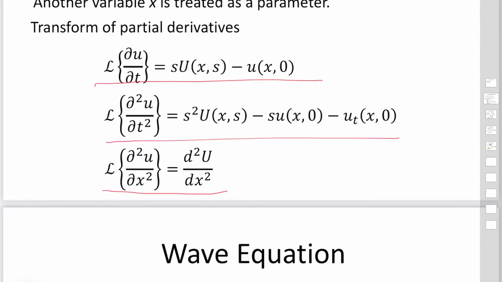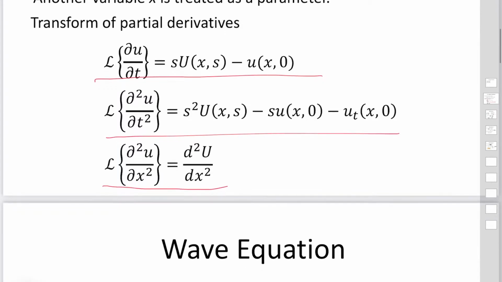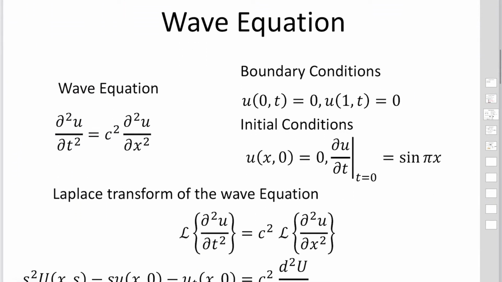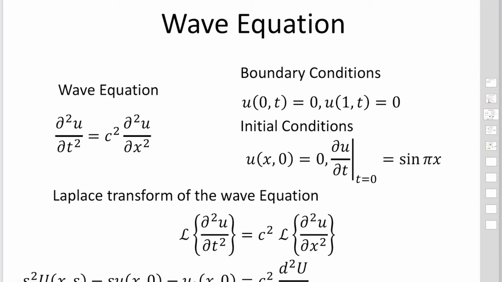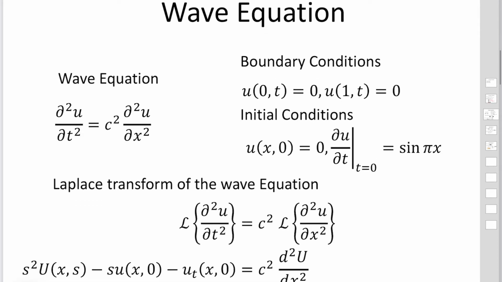Then we use this Laplace transform to solve partial differential equations. As an example, we consider the wave equation. The wave equation is a second order partial differential equation: the second derivative of u with respect to t equals c squared times the second derivative of u with respect to x. This is the differential equation that we'd like to consider.